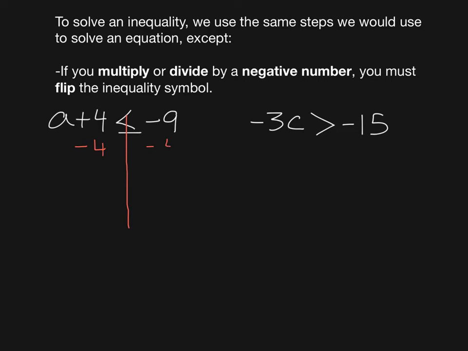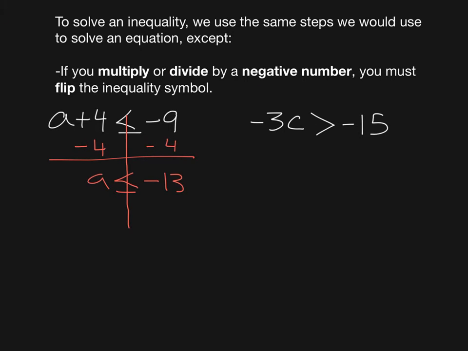Inverse operations. We get a is less than or equal to negative 13. Negative 9 minus 4 gives us negative 13. Now, this stays less than or equal to because all we did was subtract 4. We did not multiply or divide by a negative number.